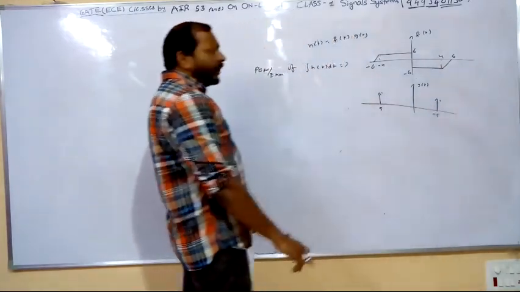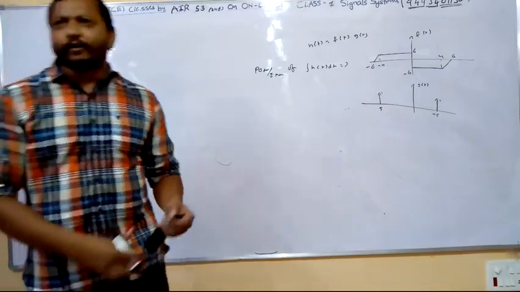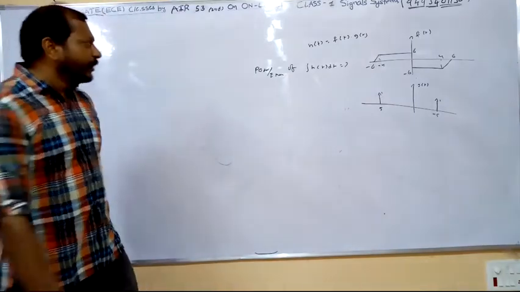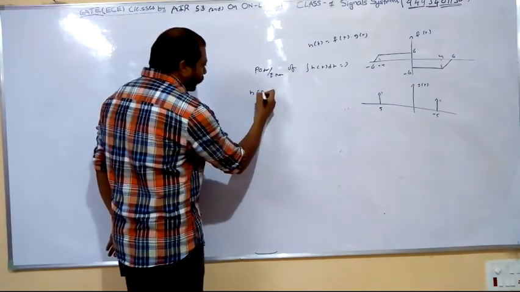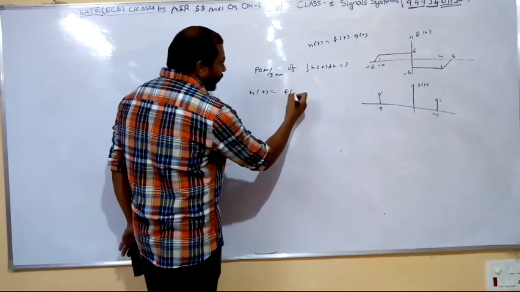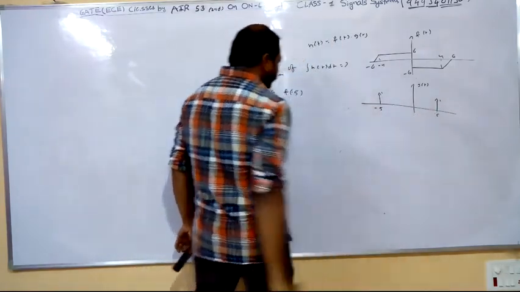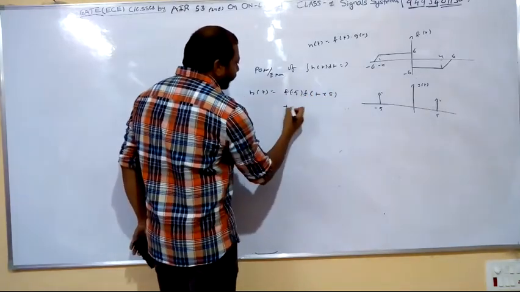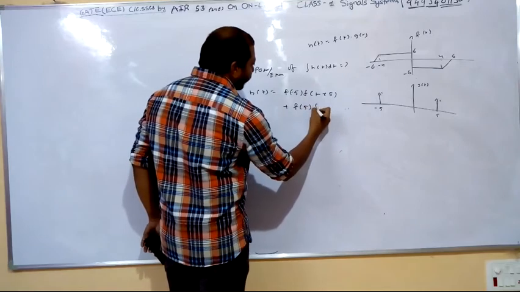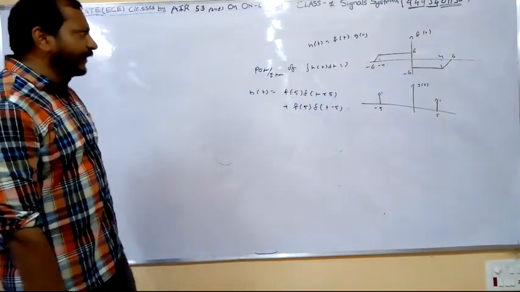Now, first of all, you have to multiply these two signals. This signal is of the format f of t into del of t minus t0, which is equal to f of t0 into del of t. So upon multiplying, the corresponding signal h of t is equal to f of minus 5 into del of t plus 5, plus f of 5 into del of t minus 5.